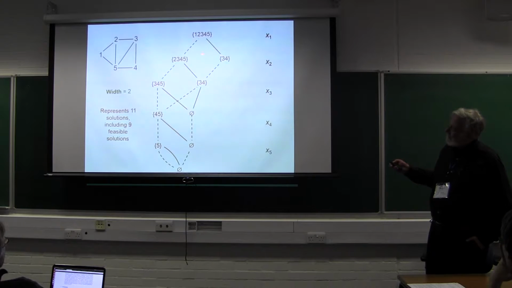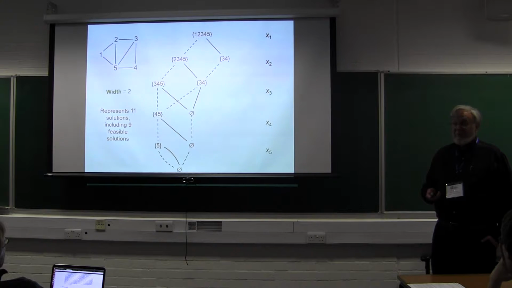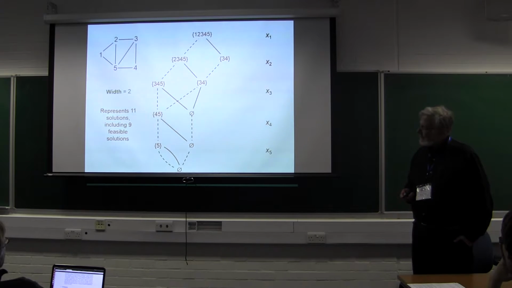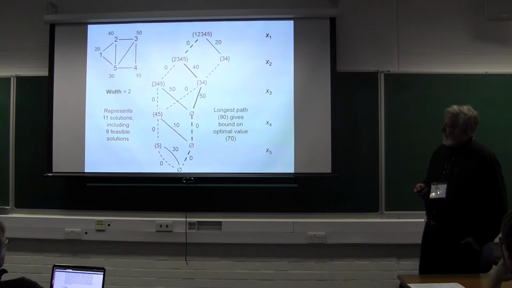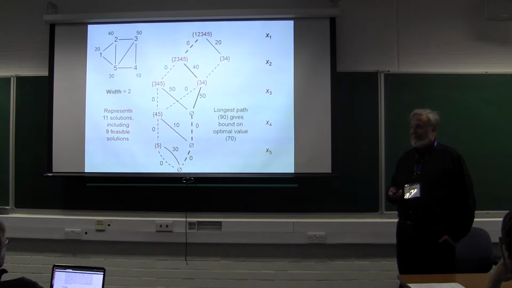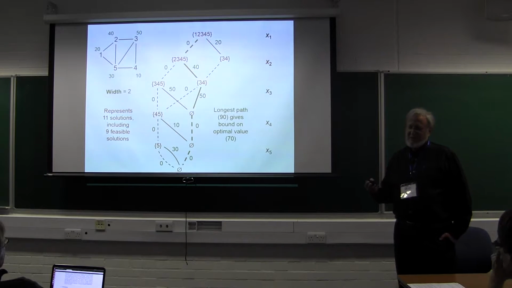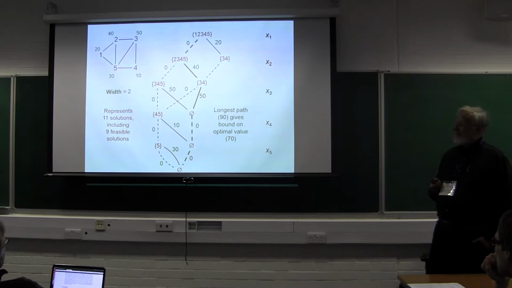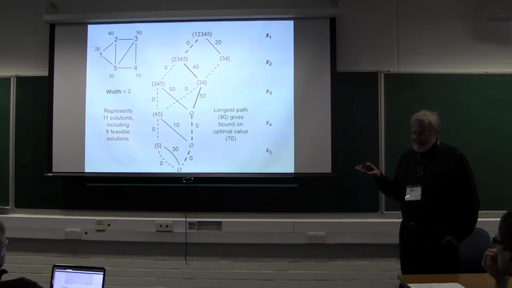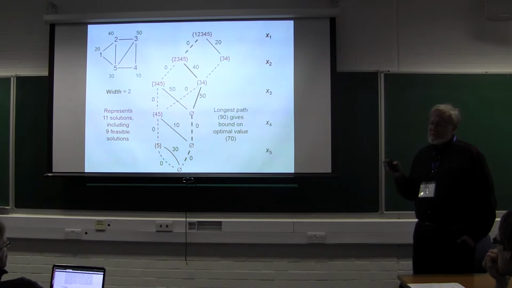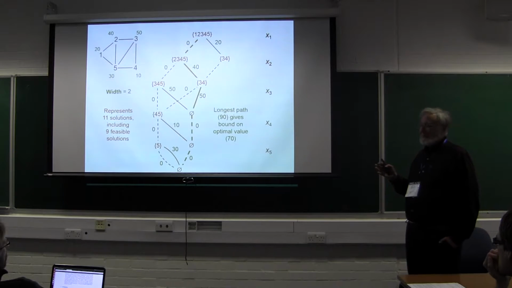And now there's a couple of paths here that indicate infeasible solutions. But all the feasible solutions are still there. Now the longest path gives me a bound. The optimal bound. And the bound is the holy grail of optimization, right? Finding a good bound. So is this going to be a good bound in general? Actually, it turns out yes. If you're clever in the way you merge these nodes, you get a good bound.